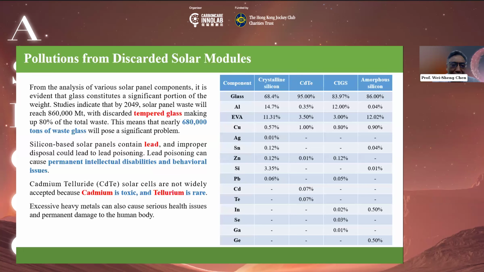Okay, for the environmental impact of the solar panel. For the polycrystalline silicon, mostly the material is glass, aluminum, EVA, copper, and several metals, and of course, the silicon cell. Those materials are something we have to think about for recycling.